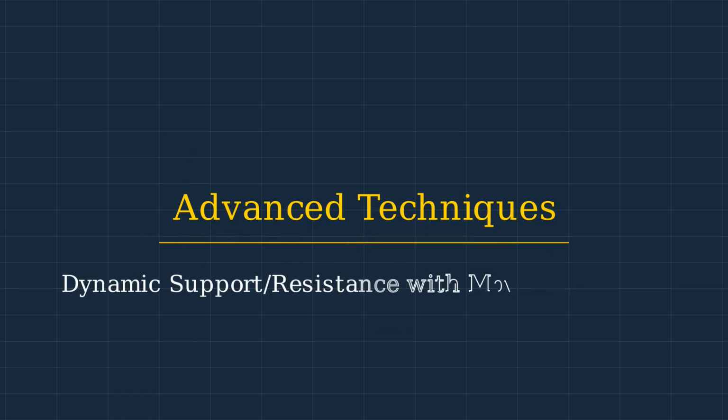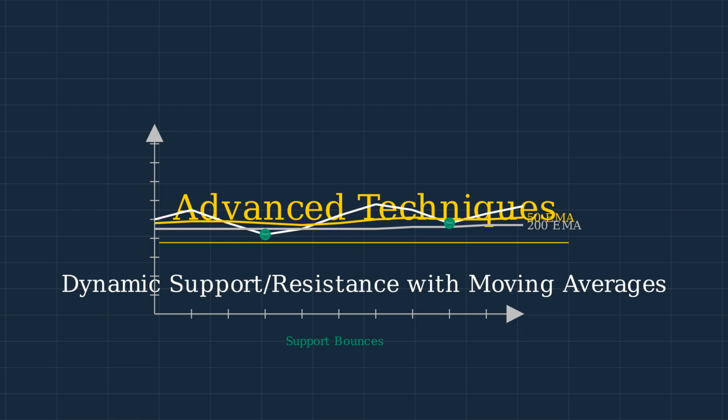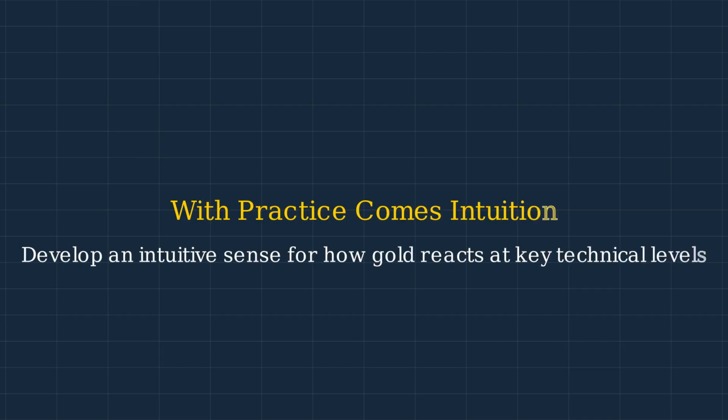Moving averages can act as dynamic support and resistance levels. The 50, 100, and 200 EMAs are particularly important in gold trading, often serving as areas where price bounces or reverses. With consistent practice, you'll develop an intuitive sense for how gold reacts at key technical levels. This intuition, combined with disciplined trading and proper risk management, will significantly improve your gold trading results.